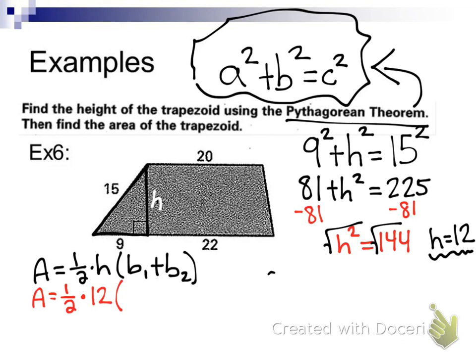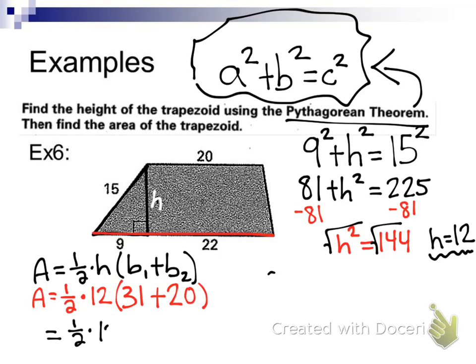Now, there's one extra step that's a little bit tricky. Because what is this entire base? It's really 9 and 22. So we have to add those together. This segment is 9. This segment is 22. To get the whole thing, you have to add them. That's 31. And then base 2 is just the other base. Now you can go ahead and either type it all into the calculator or go through step by step.